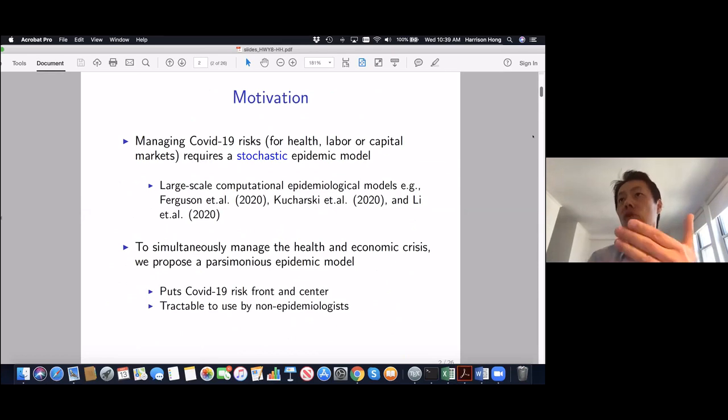And of course, there's some usefulness of that, but then the models become extremely difficult to solve, and that therefore makes the implementation of these epidemic models into an economic context less useful. And that's what we would need to manage the economic crisis that's COVID-19.